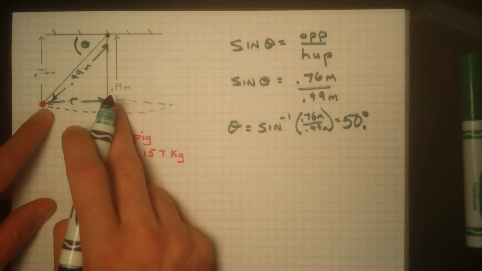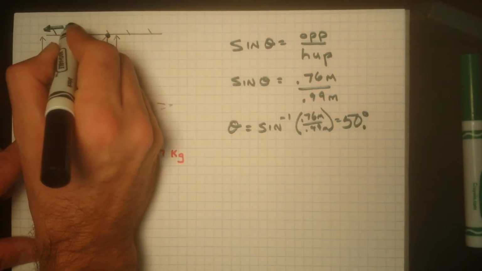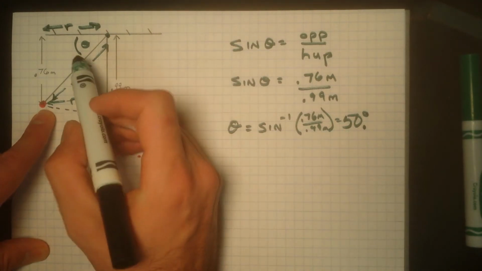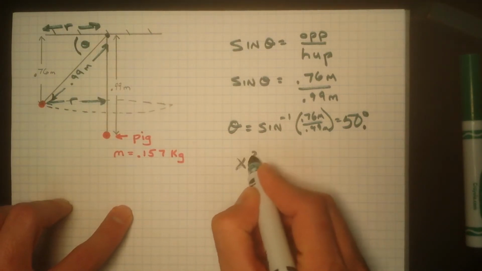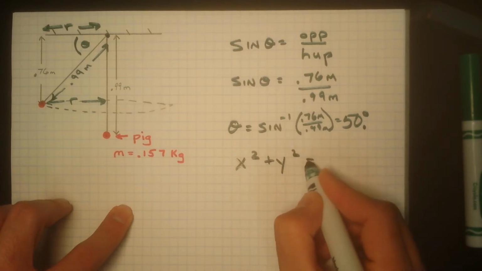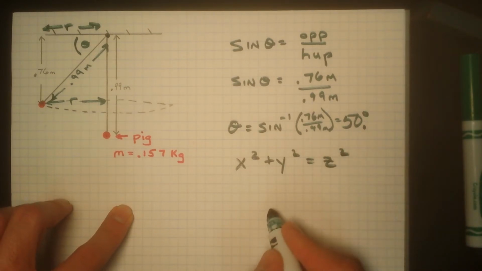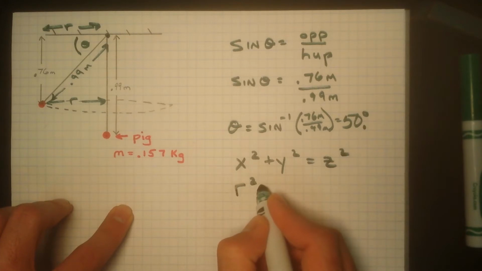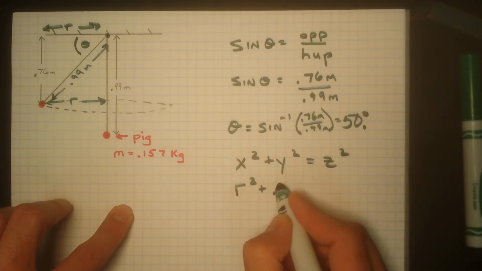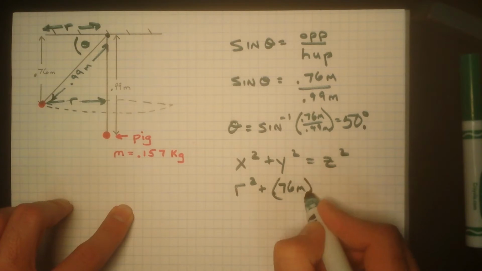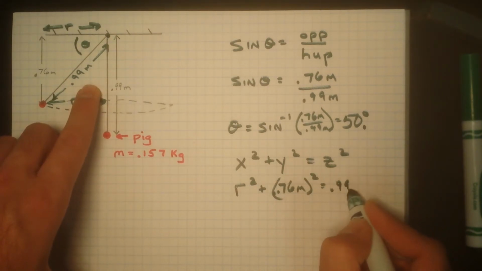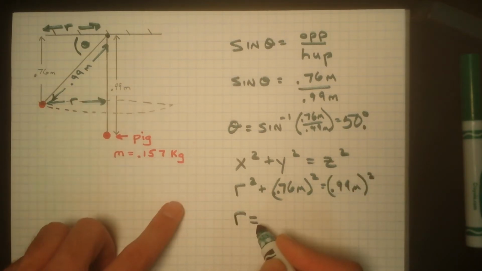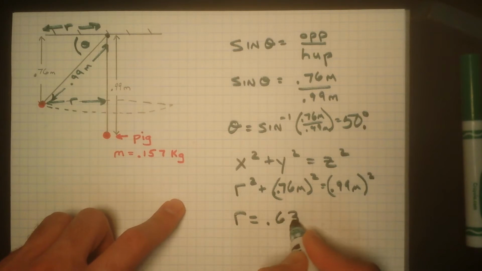Now to figure out this radius, which would be the same as this distance over here, I see that's another side of my right triangle, so I'll use the Pythagorean theorem. X squared plus y squared equals z squared. I'm looking for that r. The y distance is 0.76 meters, and the hypotenuse is 0.99 meters. Plugging that into my calculator, I figure out my radius is 0.63 meters.